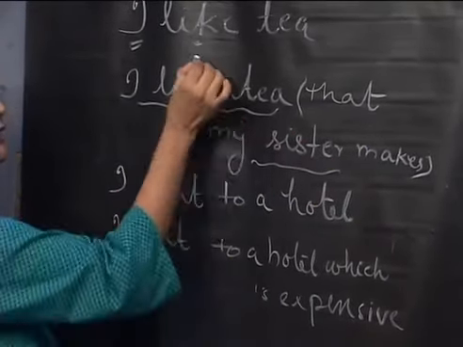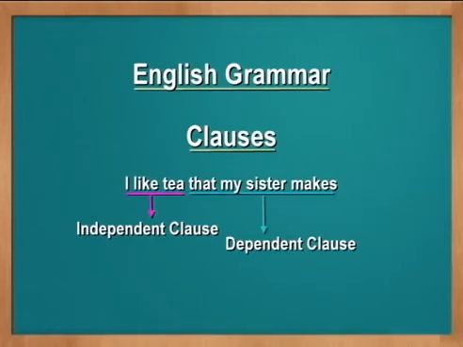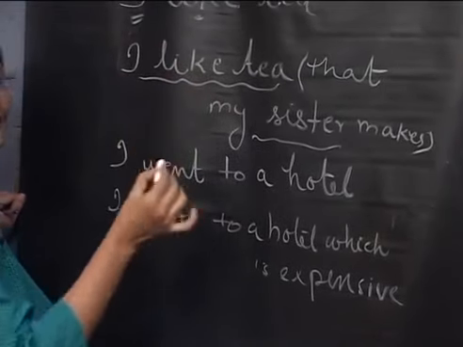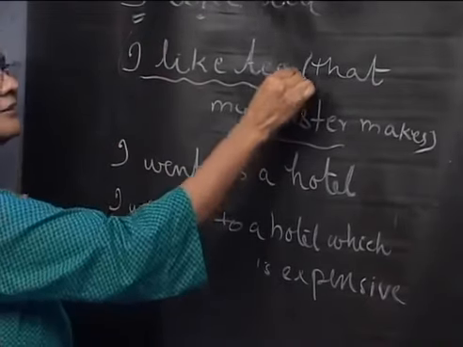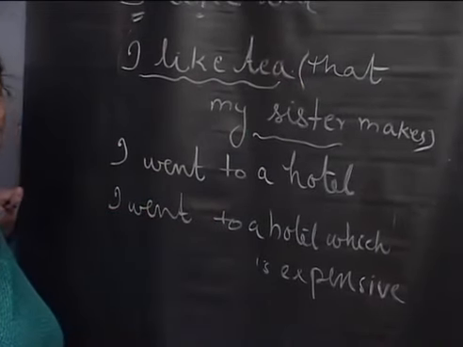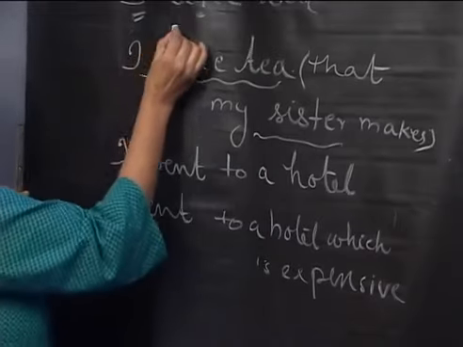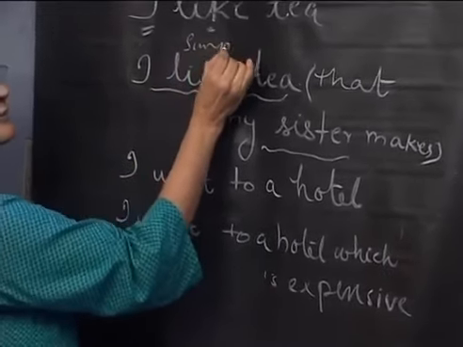Hence we call this an independent clause and this a dependent clause. This is a dependent clause because it cannot stand independently and convey a full meaning, while this alone, I like tea, is a complete sentence conveying a complete message. This is also called a simple sentence.